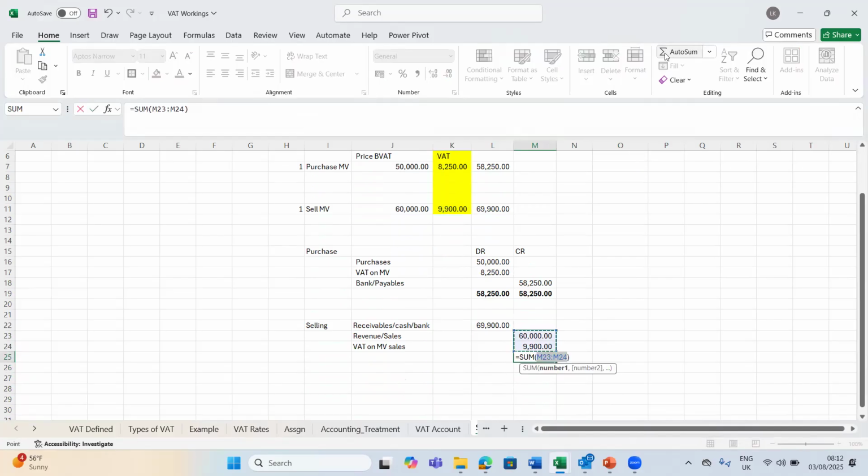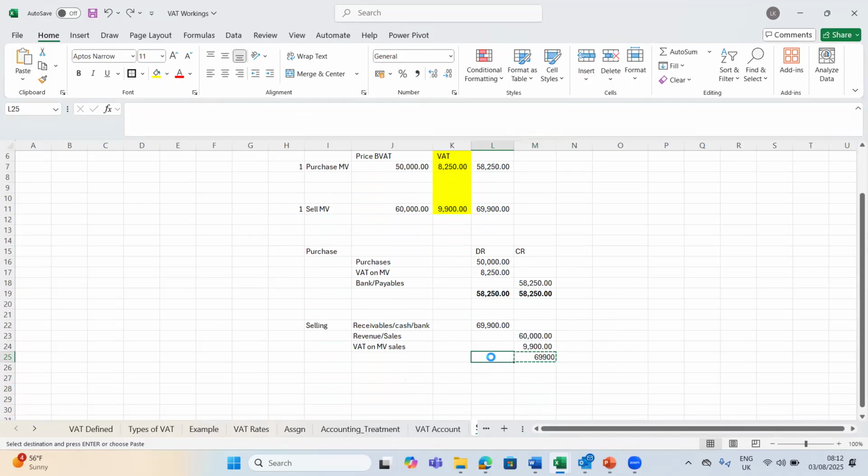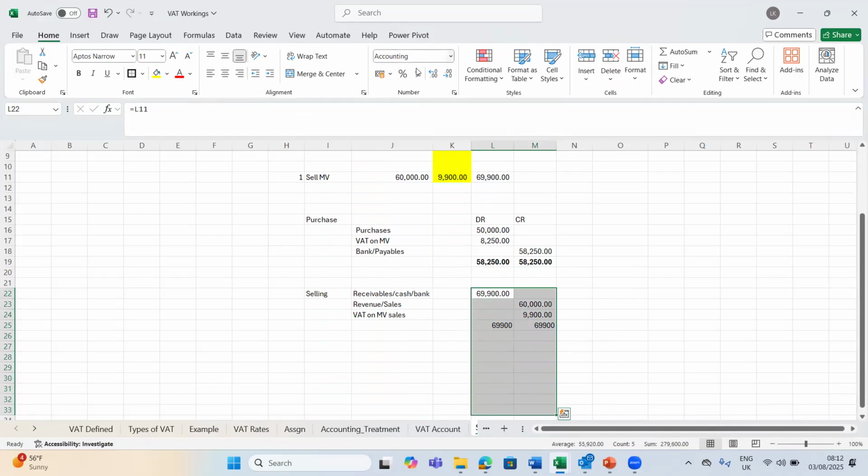All right, so let's balance this account. You add, copy, paste, like that. Now my interest, as I said, is in this column, the VAT column. So let's look at what has happened to the VAT.